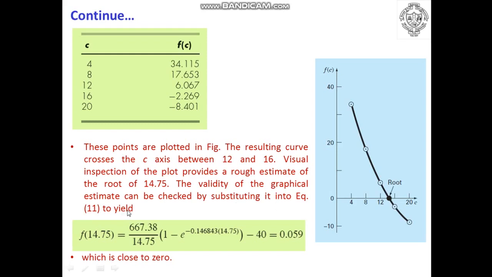Now we will use the value of c as 14.75 and check whether we get an answer equal to 0 or not. So we put the value of c as 14.75 in the previous equation, that is 667.38 divided by 14.75 into 1 minus e raised to minus 0.146843 into 14.75 minus 40. If you see the answer, it is near to 0, which is 0.059.